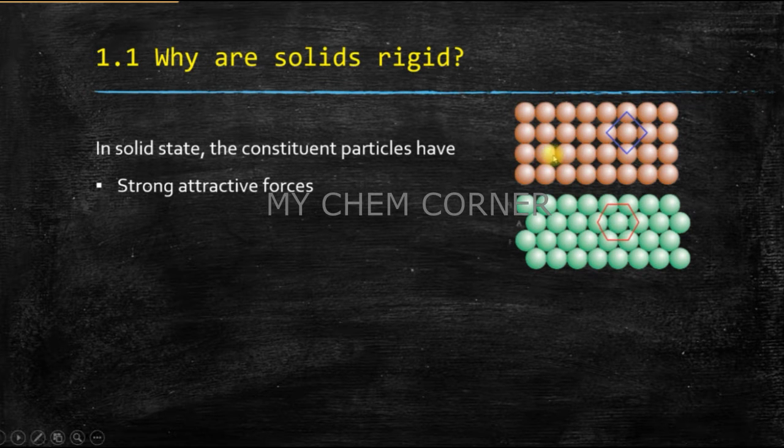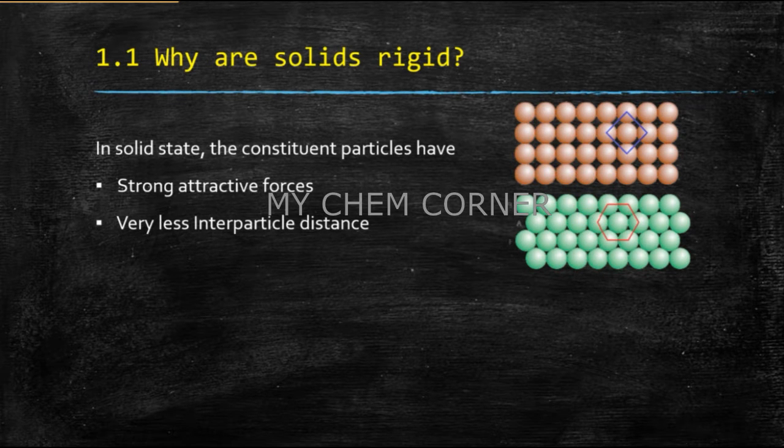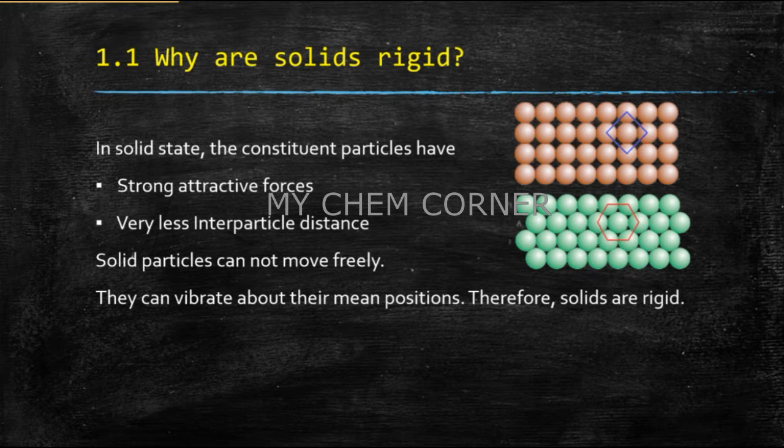One is strong attractive forces because they're very close to each other, and the other is very little interparticle distance. If you look at these two diagrams, though the arrangement of the particles in the solid state is different, they still have very little interparticle space, which means the atoms really have no distance between them, and they have a very strong attractive force. So solids cannot move freely. What they can do is only vibrate about their mean positions. Wherever they are, the only movement they can have is vibration, and therefore all solids are rigid in nature. So that's how you can answer this based on the question asked.